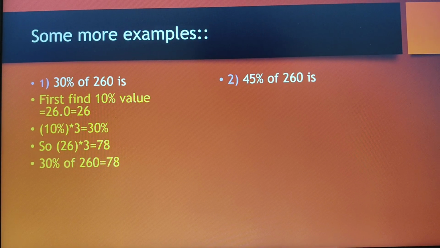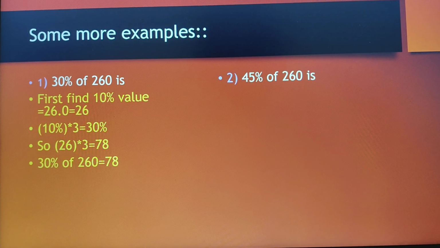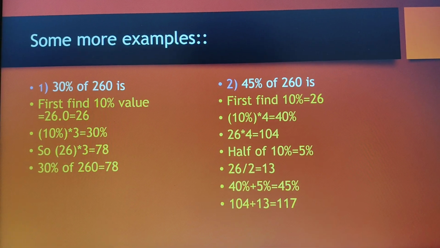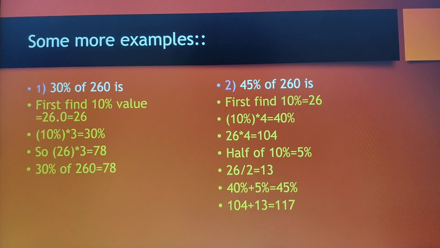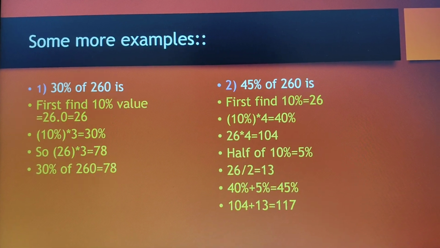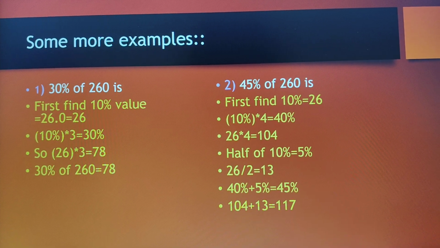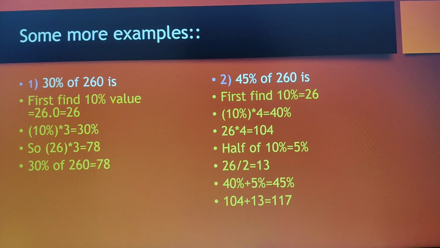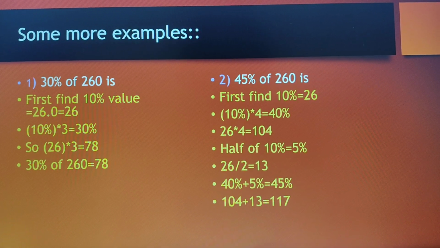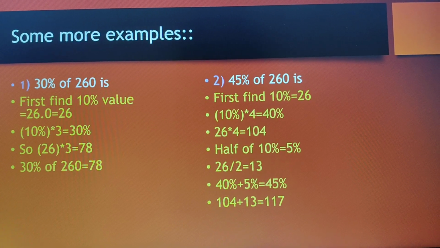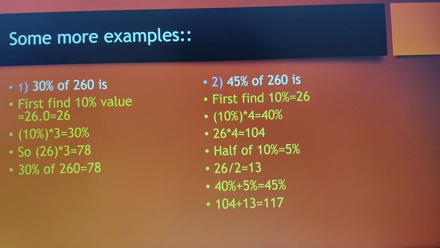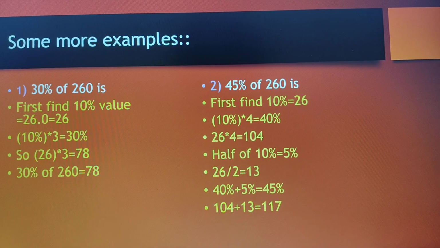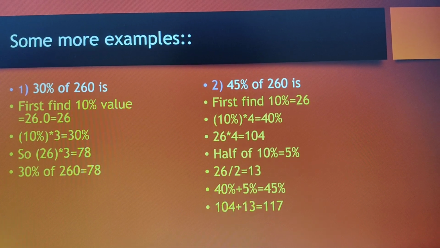You could see the second question here. 45% of 260 is. So for this also we need to find 10 percentage. What is 10 percentage of 260? That is 26. So 10 percentage into 4 will be 40 percentage. So 26 into 4 will be 104. As we know, half of 10 percentage will be 5 percentage. So 26 by 2 is equal to 13. Add now the 40 percentage and 5 percentage. You get 45 percentage. 104 plus 13 is equal to 117.